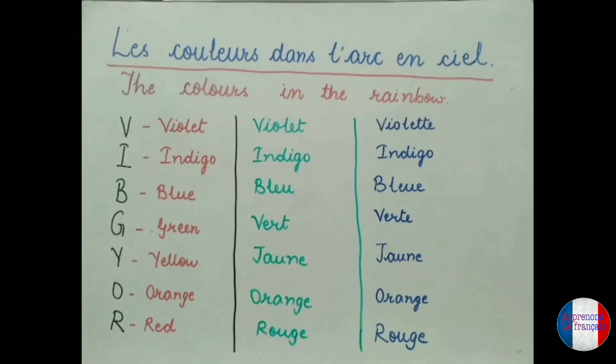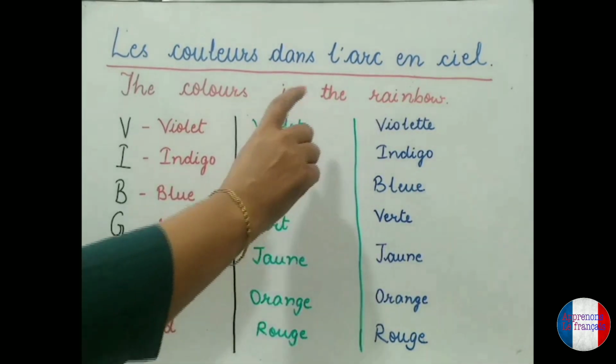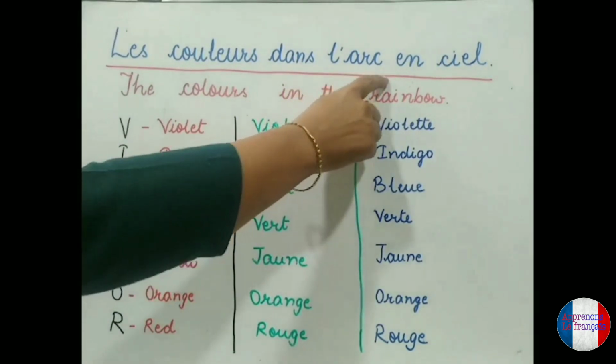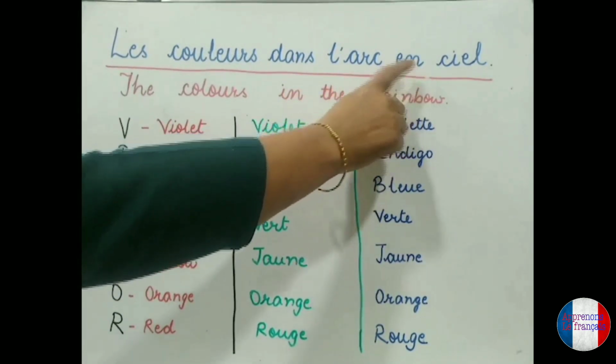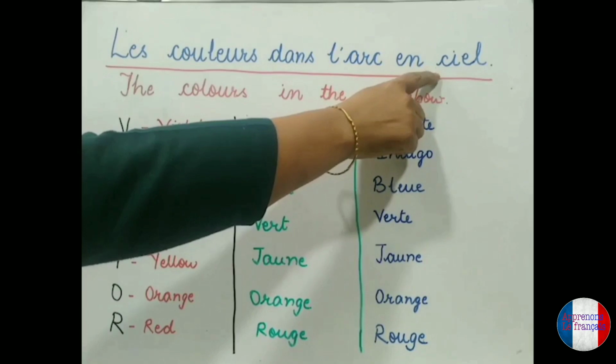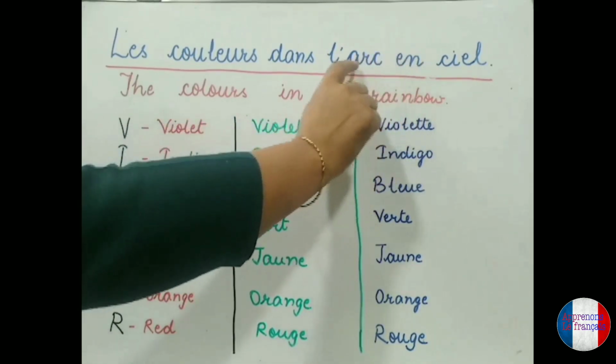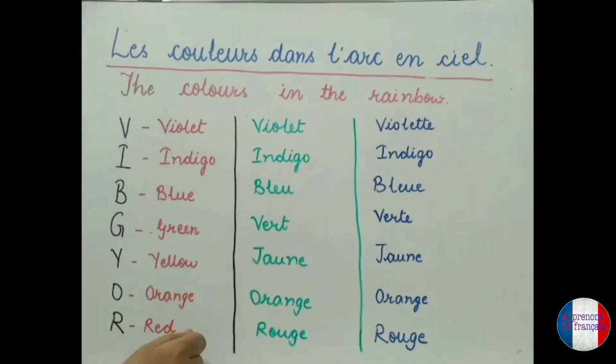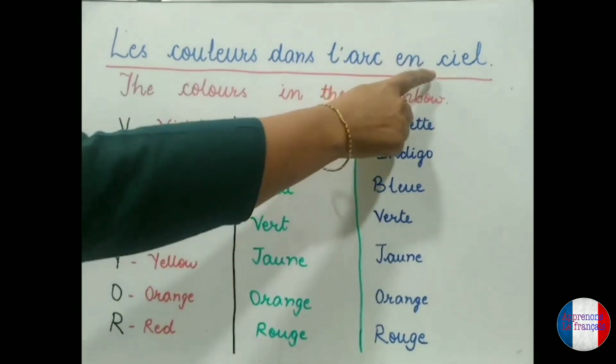Okay, so the colors remind me of a rainbow. Now what's a rainbow in French? Rainbow is called l'arc-en-ciel. The arc in the sky. Okay, ciel is sky. And this is masculine. The rainbow is masculine. So, l'arc-en-ciel.